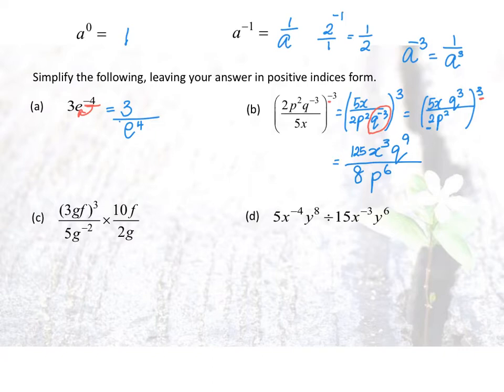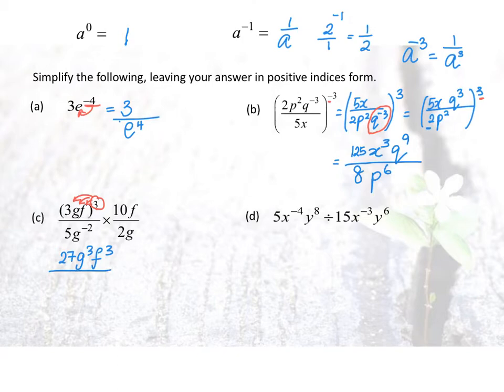Next part of the question. Part C. We have 3GF holding to the power of 3. What do you think we need to do here? This power has to be applied to every term, every letter, and every number. So let us try to simplify these. I will have 3 to the power of 3 is 27. G to the power of 3, F to the power of 3.